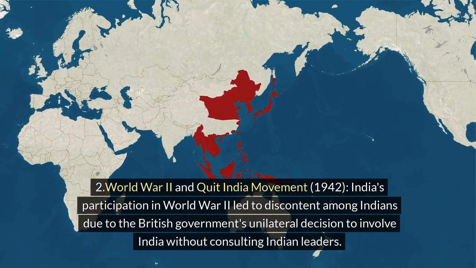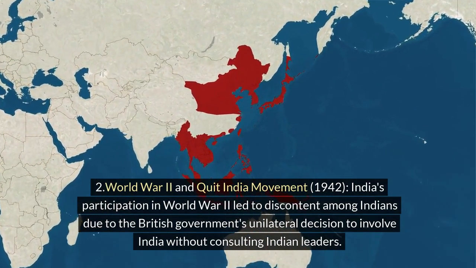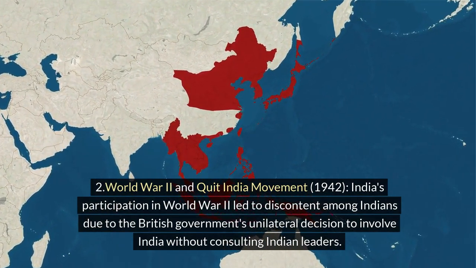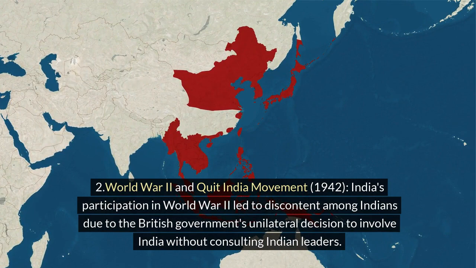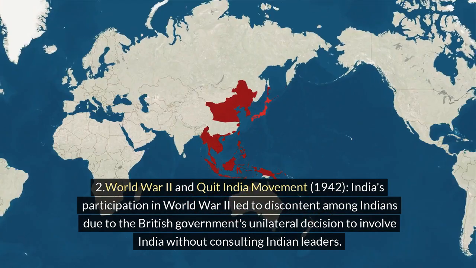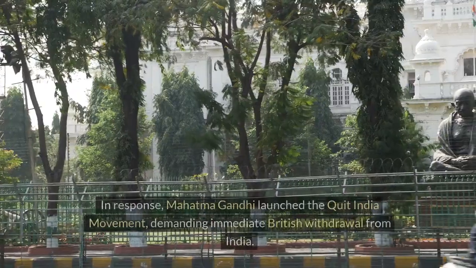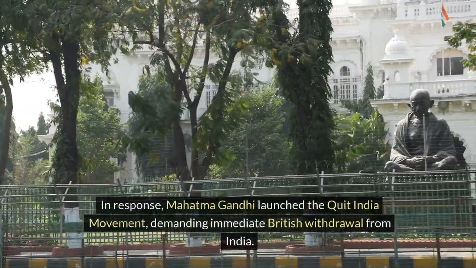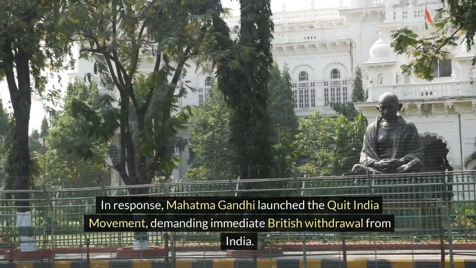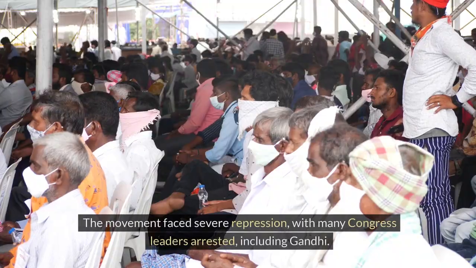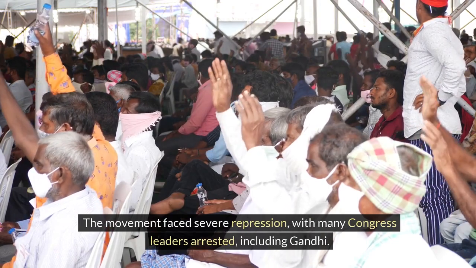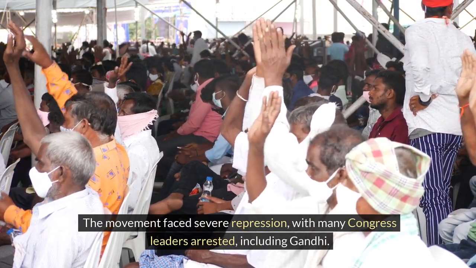2. World War II and Quit India Movement, 1942. India's participation in World War II led to discontent among Indians due to the British government's unilateral decision to involve India without consulting Indian leaders. In response, Mahatma Gandhi launched the Quit India movement, demanding immediate British withdrawal from India. The movement faced severe repression, with many Congress leaders arrested, including Gandhi.